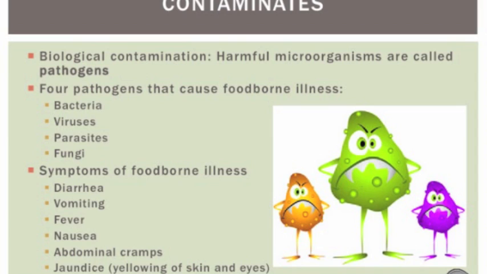So first we're going to talk about biological contamination. Harmful microorganisms that can cause foodborne illnesses are called pathogens. So we have bacteria, viruses, parasites, and fungi. We'll go over each of these pathogens in more detail here in a minute.